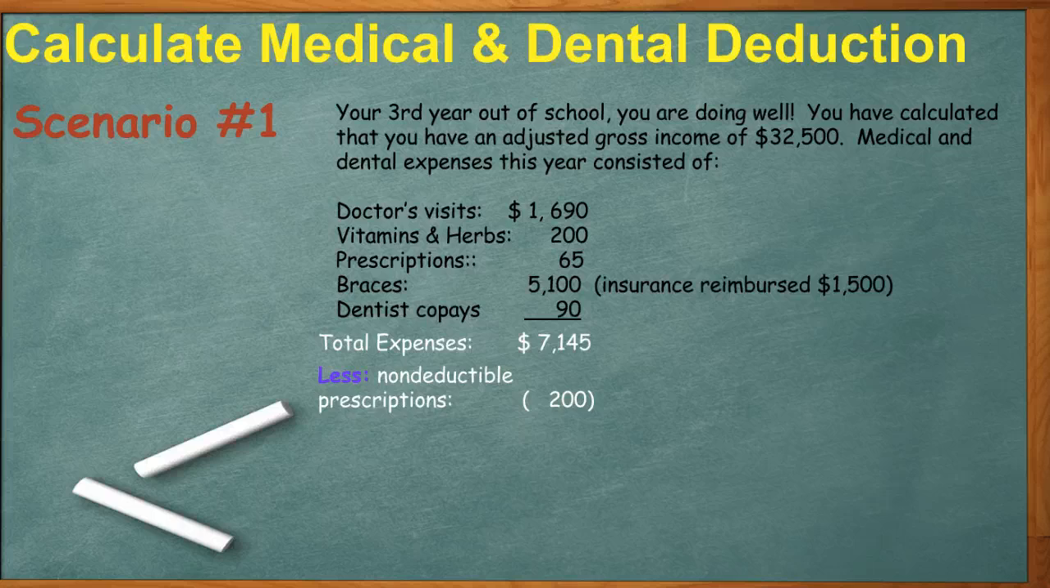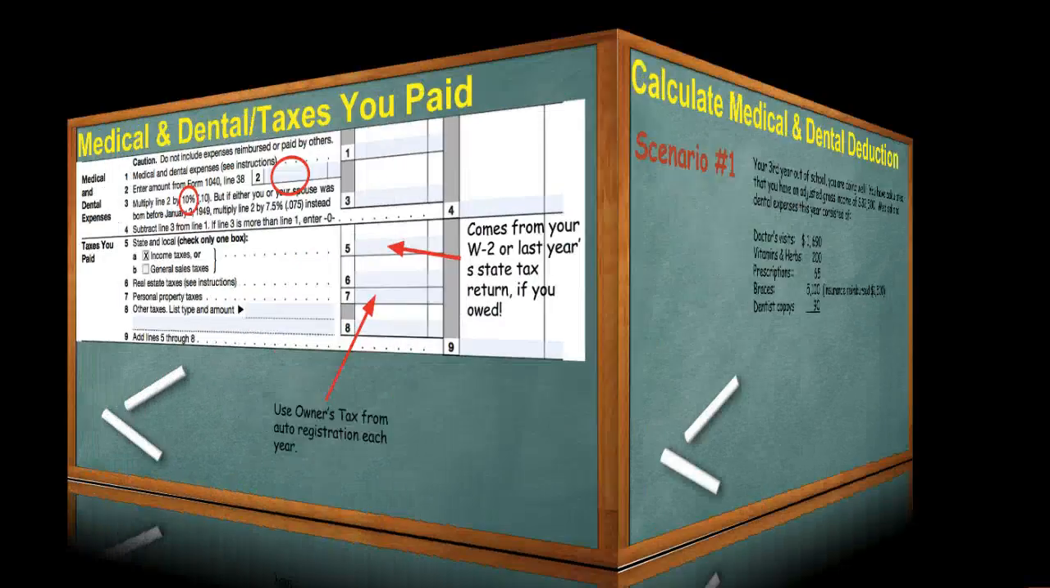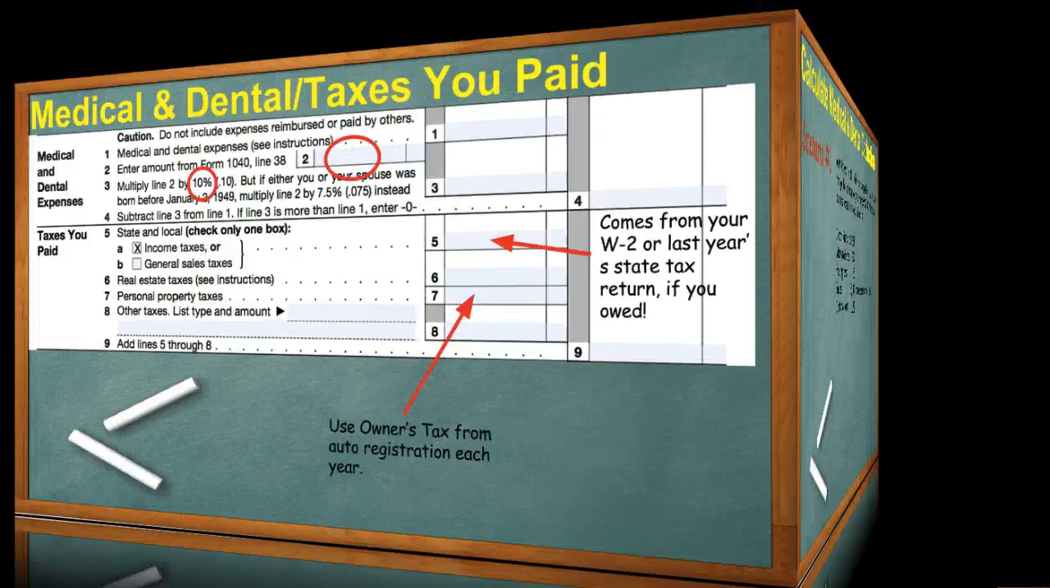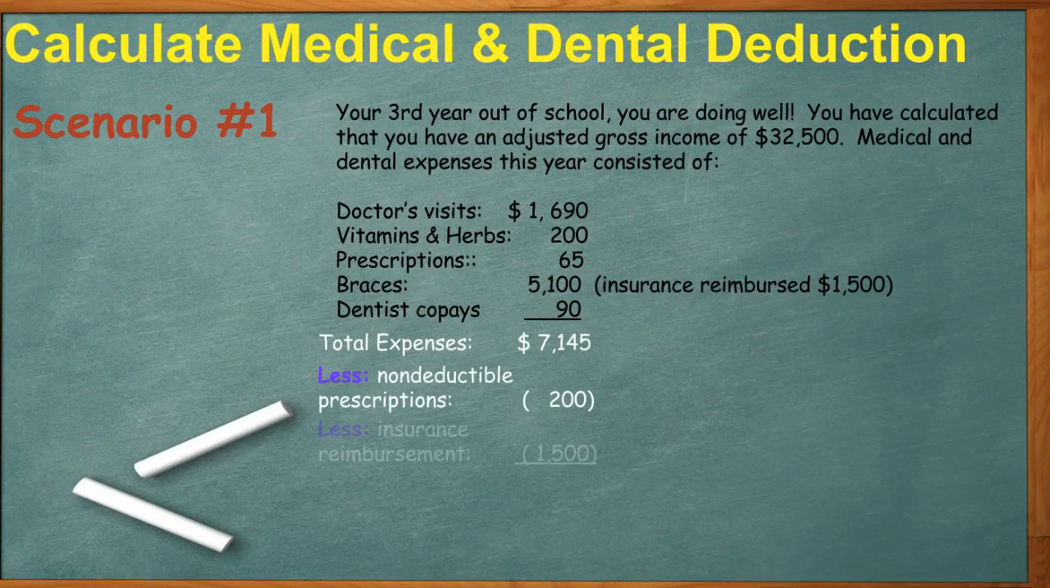If we go back to the medical form, here's line 1, medical and dental expenses. That's how we get the number to report there.